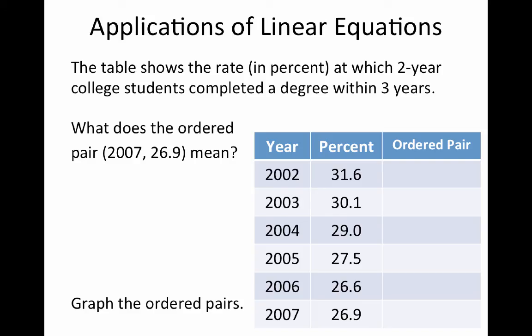Here's an application of linear equations. The table shows the rate in percent at which two-year college students completed a degree within 3 years. Think about what the ordered pair (2007, 26.9) means. Pause the video while you write down the meaning.